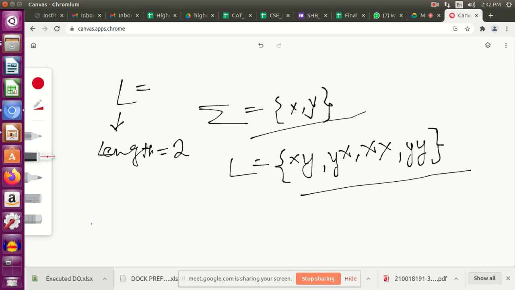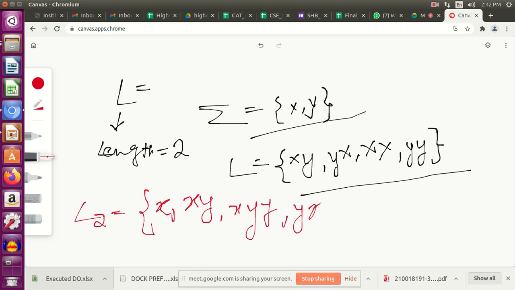Okay. So, suppose this is L2, okay, this language. So, your language can contain X, at least one X. So, X, your language can contain XY, your language can contain XYY. Your language can contain YX. Your language can contain YYX, and it goes on and on and on. It's infinite because the criteria is at least 1 X. Okay, so a language can be infinite.